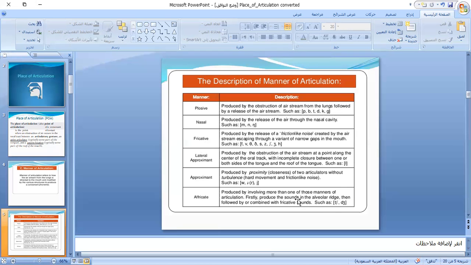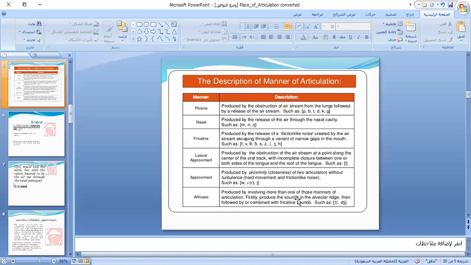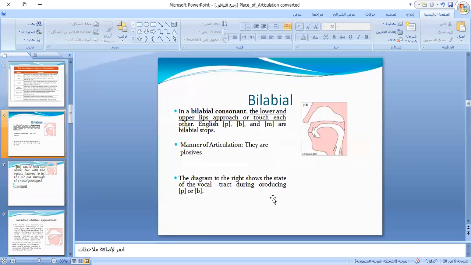You see here two points of production of sounds, so they produce affricate sounds. Okay. Now, let's classify the sounds according to the place of articulation.